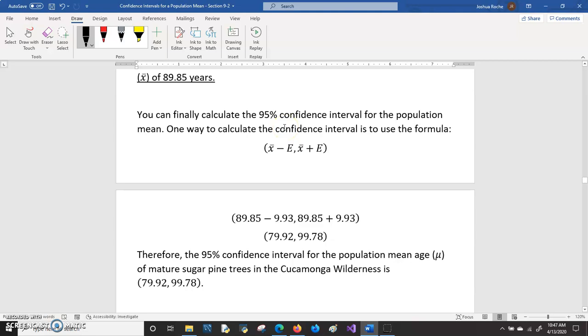Now that you have the margin of error, you can calculate the 95% confidence interval. One way to do that is to use this formula. This is very similar to the formula for the confidence interval of a proportion. You're still doing point estimate plus and minus the margin of error, and in this case the point estimate is the sample mean. So the sample mean was 89.85, so it's going to be 89.85 plus and minus the margin of error, which was 9.93, and when you do that, the lower bound comes out to 79.92, the upper bound comes out to 99.78. So that's our confidence interval for the population mean age of mature sugar pine trees in the Cucamonga wilderness.